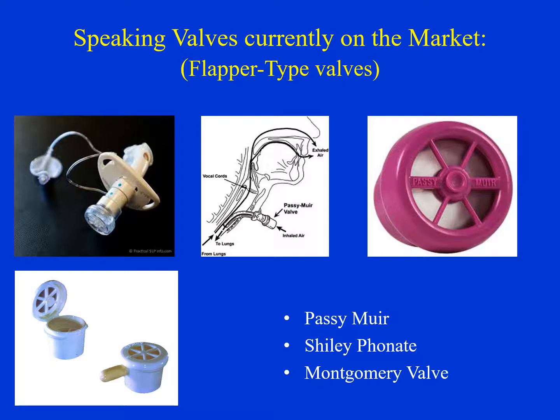All the speaking valves that are currently on the market are flapper type speaking valves. These have a flapper membrane that folds inward upon inhalation, allowing air to go into the trachea and the lungs. And then upon exhalation, the flapper membrane closes 100%, redirecting the air superiorly towards the vocal cord and allowing speech. The most common type of flapper valve on the market is the Passy-Muir valve.